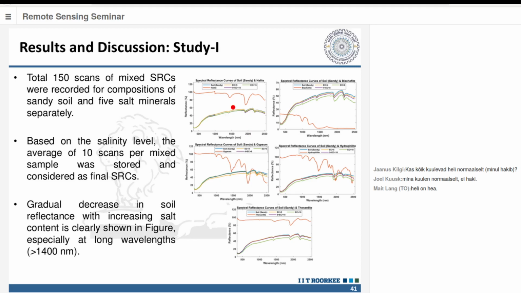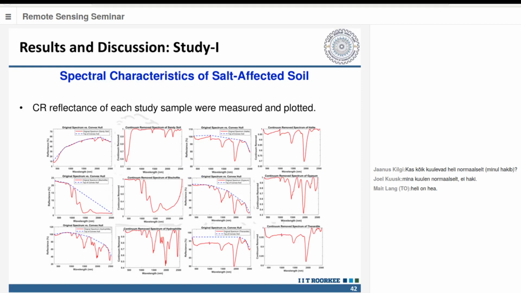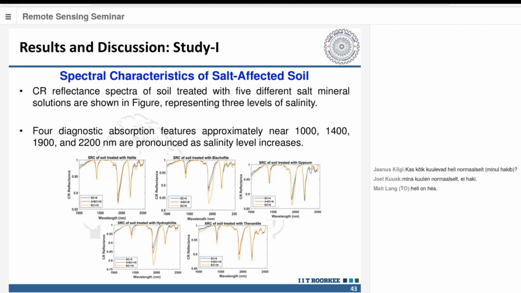This is mainly in the wavelength region greater than 1400 nanometers. Then I calculated the continuum removal reflectance of each study sample measured, and this is the plot of that data set. The continuum removal reflectance spectra of soil treated with the 5 different salt mineral solutions are shown in the figure, representing 3 levels of salinity.